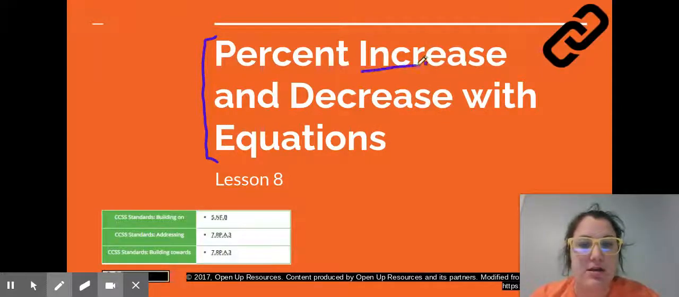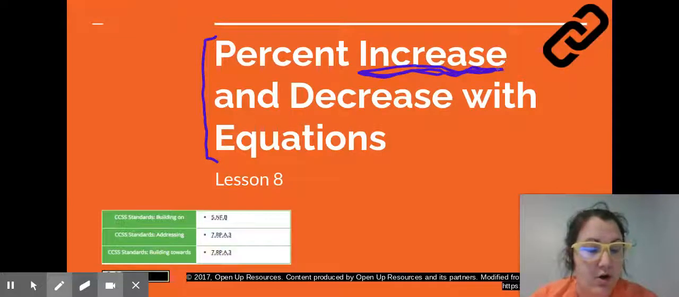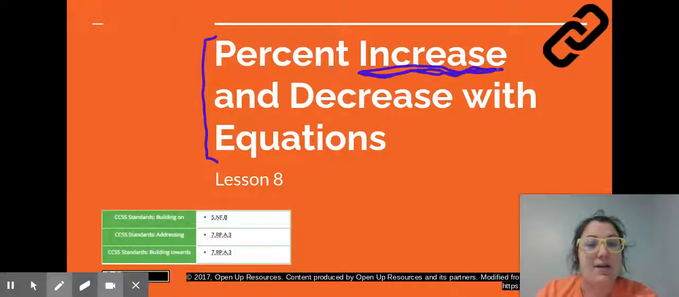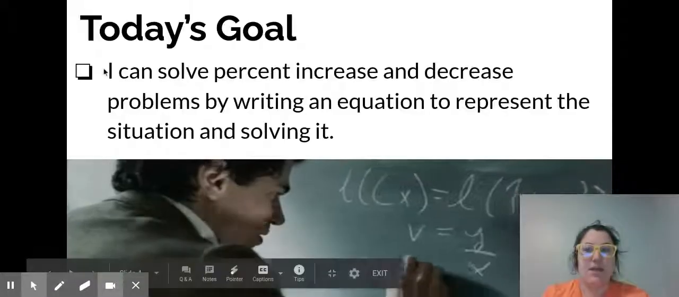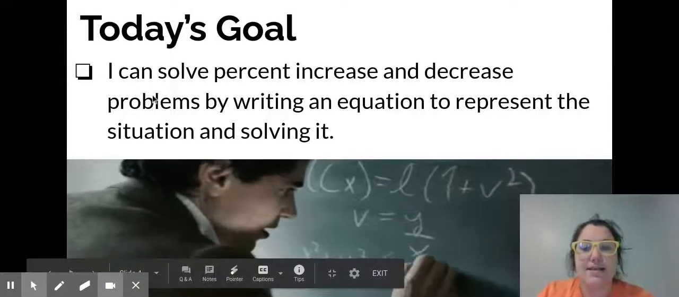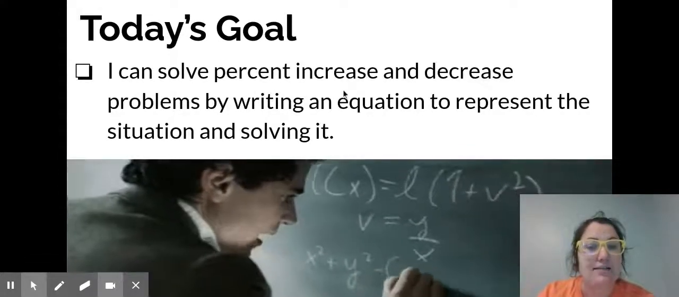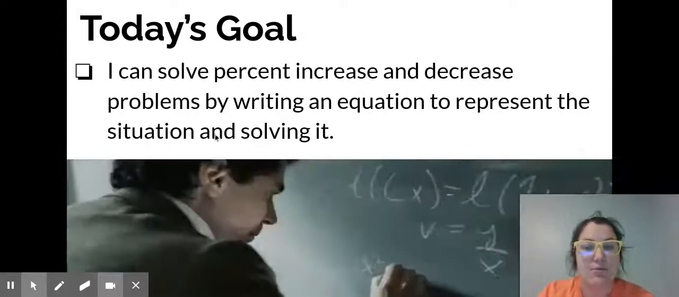Okay, increase. We talked about this word the other day. You guys wrote it down in your vocabulary folder that you guys have. The increase, meaning it's going up, and the decrease. Okay. So today's goals is that we're going to be able to solve percent increase and percent decrease problems.